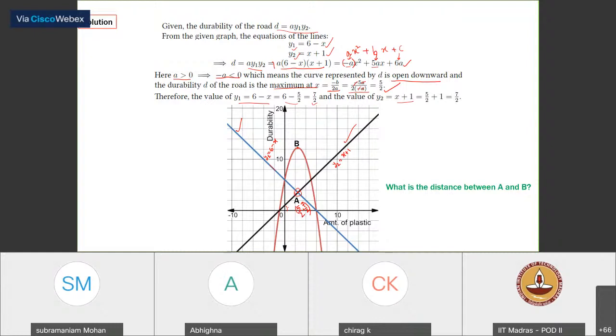Okay. Then I think we don't have to do d equals a into y1, y2, sir. What I have done is minus x plus 6 is equal to x plus 1, because basically you are calculating the intersection point. So yes, the intersection point is x equals 5 by 2 and y equals 7 by 2. So the question is, what is the point of the parabola?